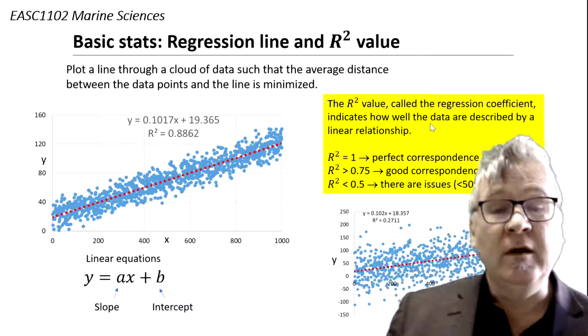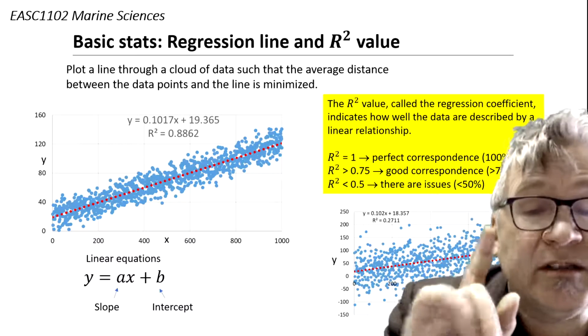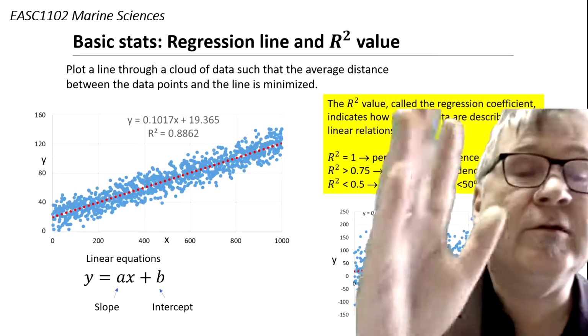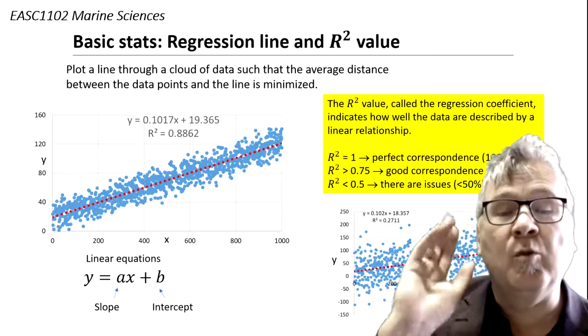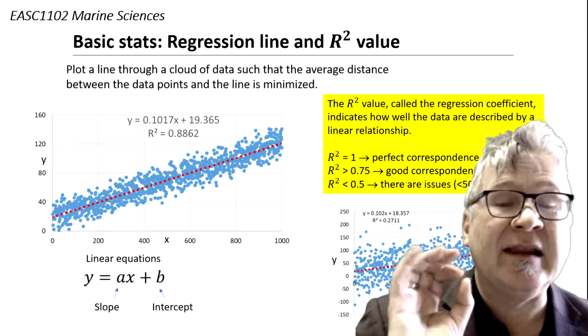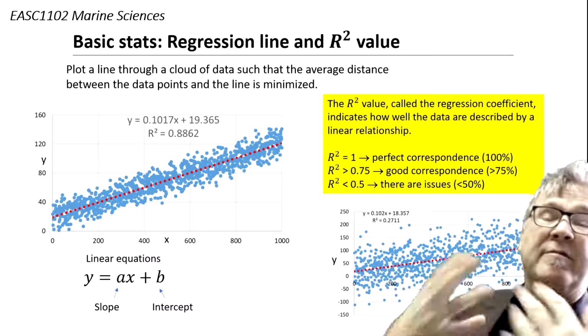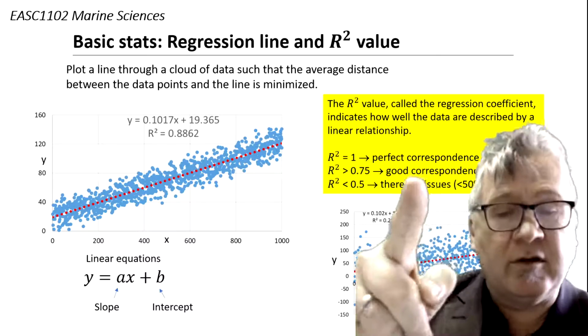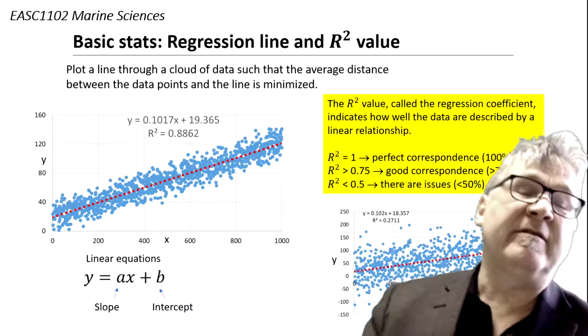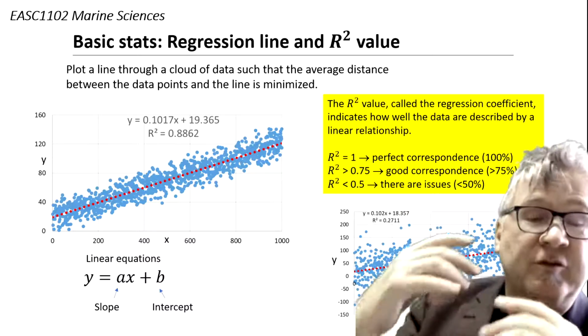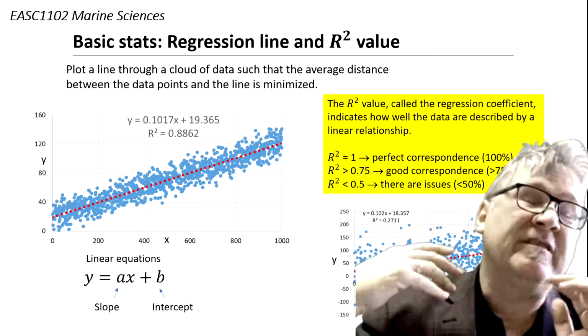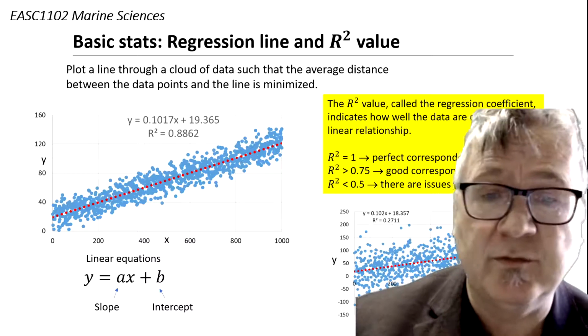The R-square value, called the regression coefficient, indicates how well the data are described by a linear relationship. If you have a value of 1, 100%, you get a perfect correspondence. If it's 0.75, there's a good correspondence. And if it's less than 0.5, there are issues.